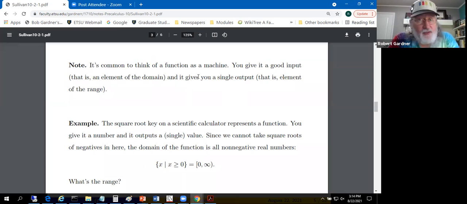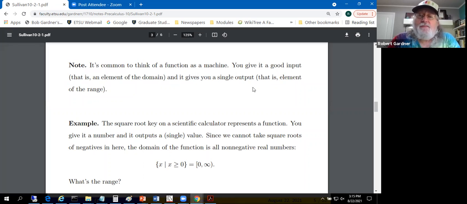If it gives you an error, you didn't put something in the domain in. You didn't give it a good input. You chose something not in the domain of the function. For example, you can't take square roots of negatives. So I couldn't hit the square root button to take the square root of -4, say. That's not in the domain of the square root function. Unless you have a sophisticated calculator and you've got it set to deal with complex numbers. So not for us, that's not a good number. So think of a function in this sense as a machine.